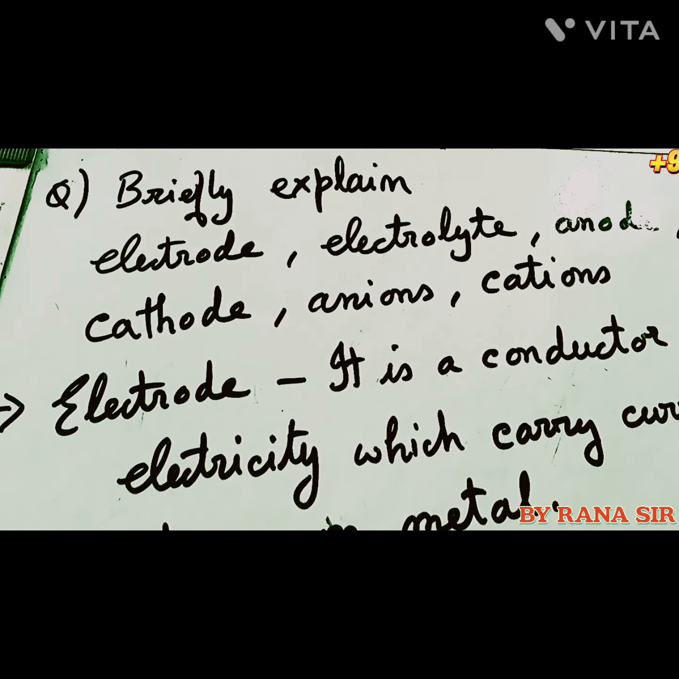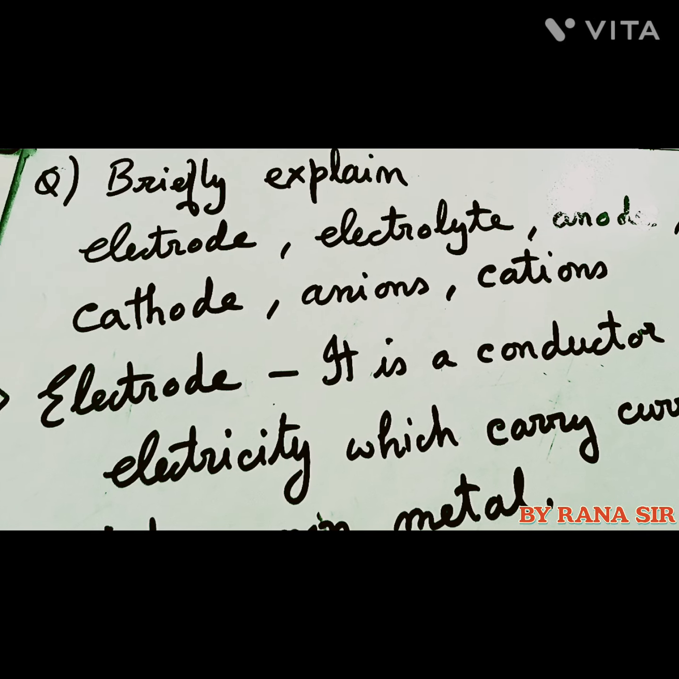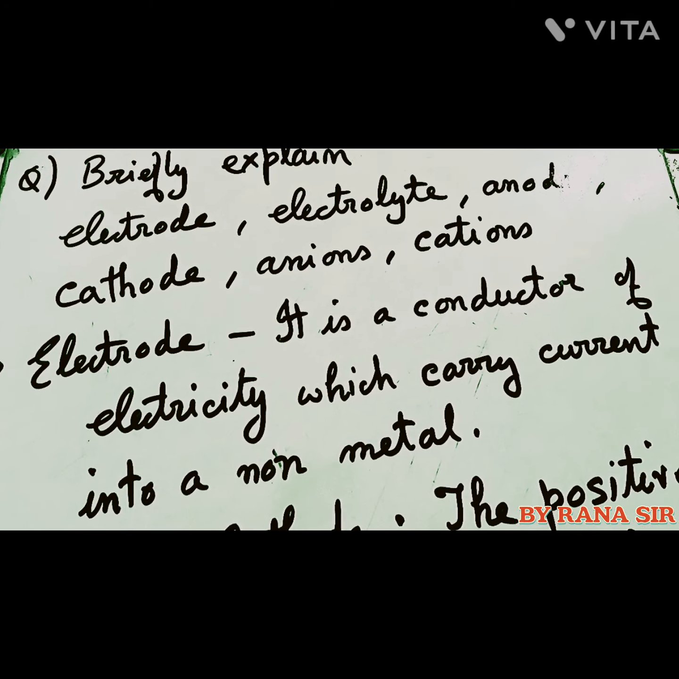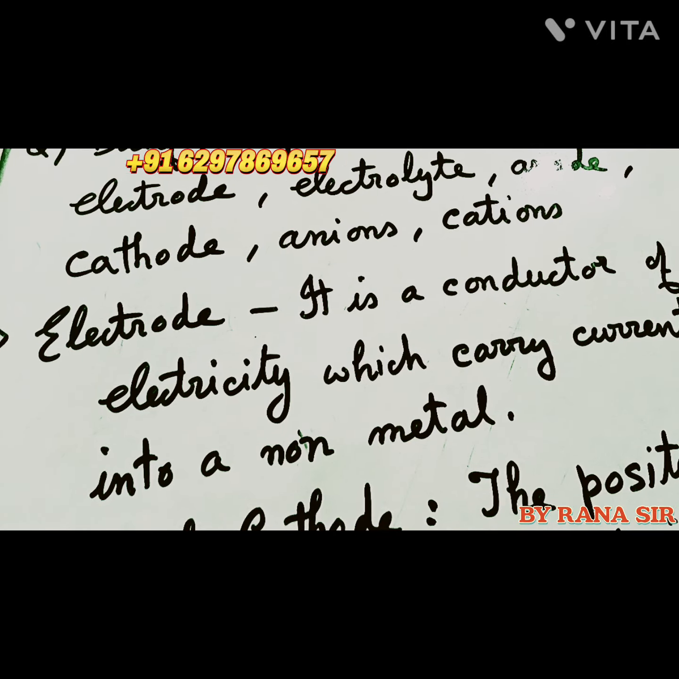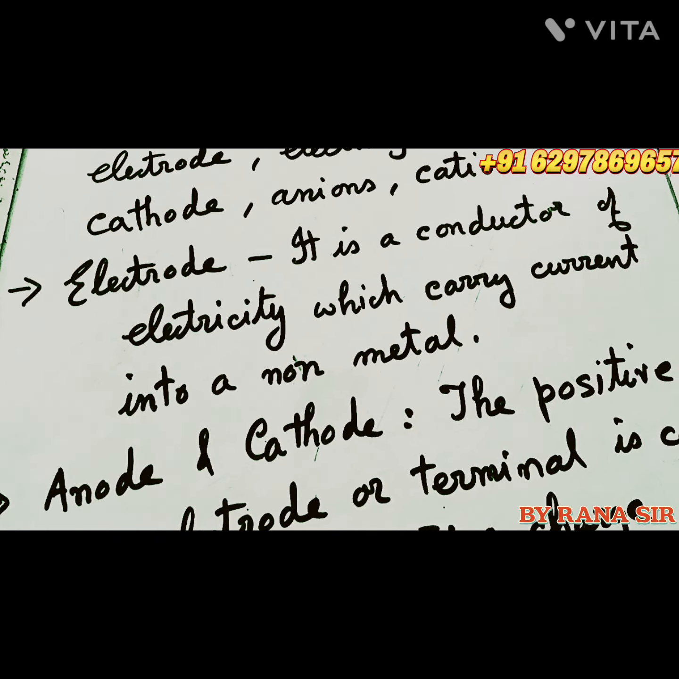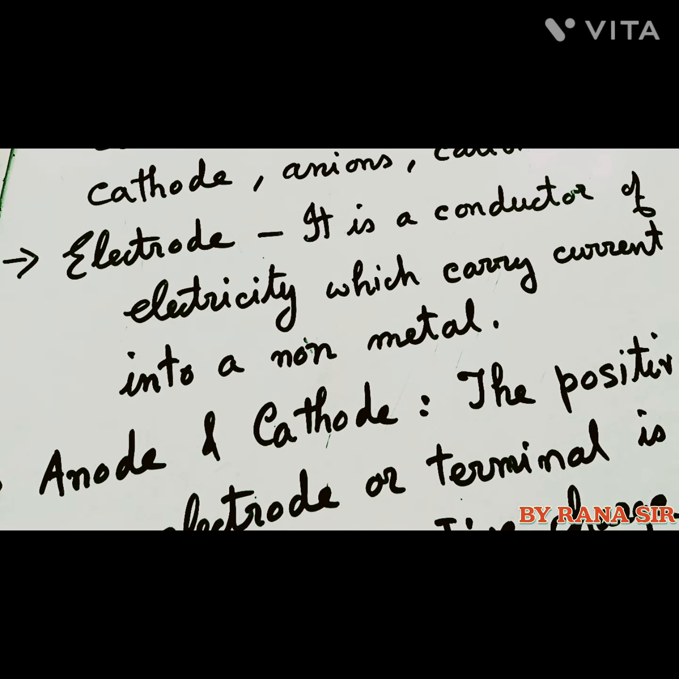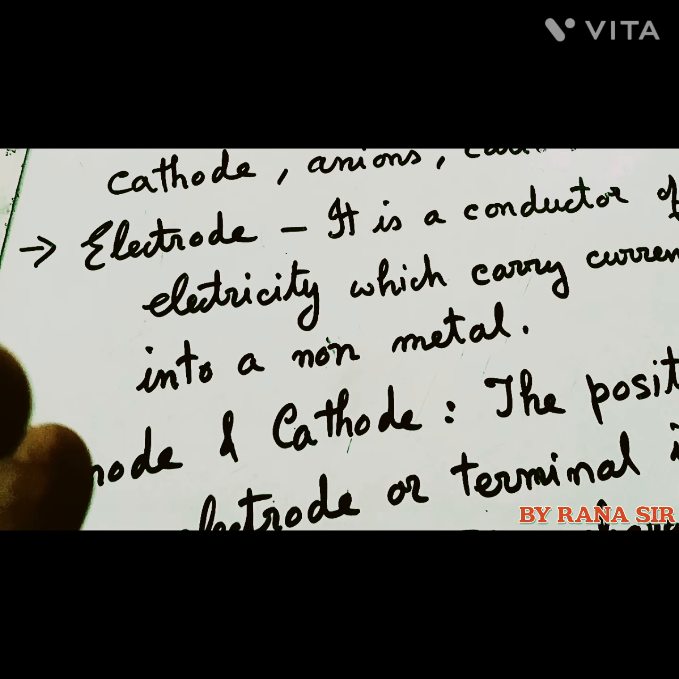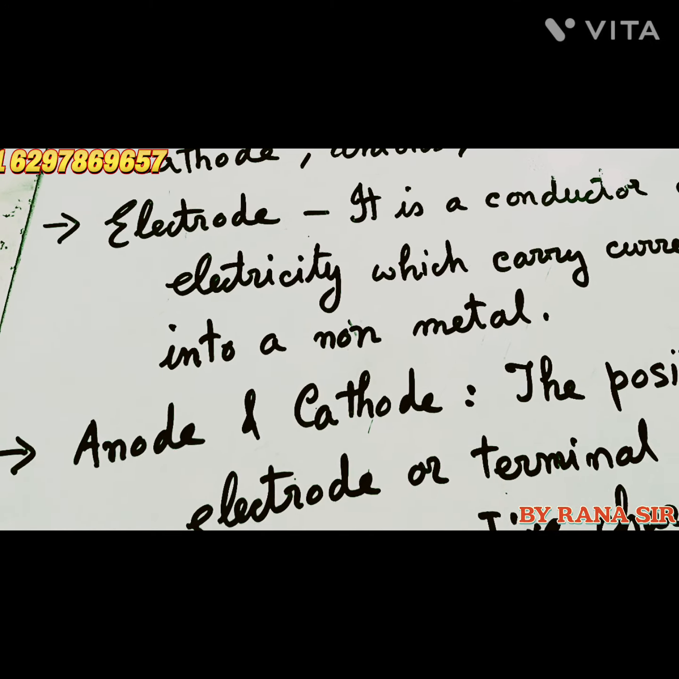Okay, briefly explain the terms electrode, electrolyte, anode, cathode, cations and anions. So an electrode is a conductor of electricity which carries current in a non-metal. Non-metal means a solution, a liquid, where the electric current is put into the liquid; that current wire or rod is known as an electrode.